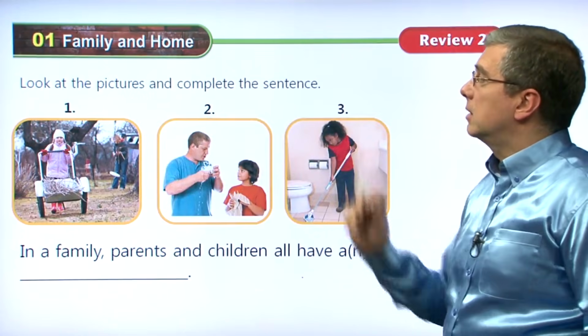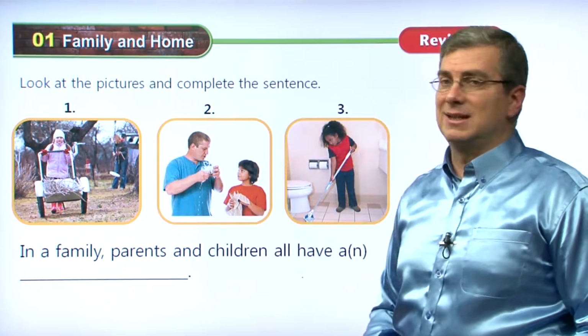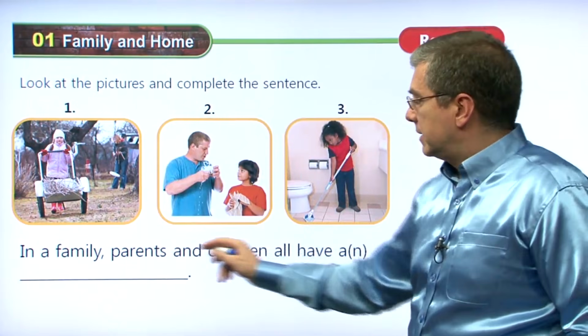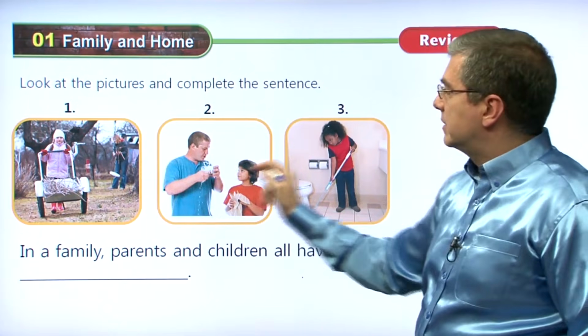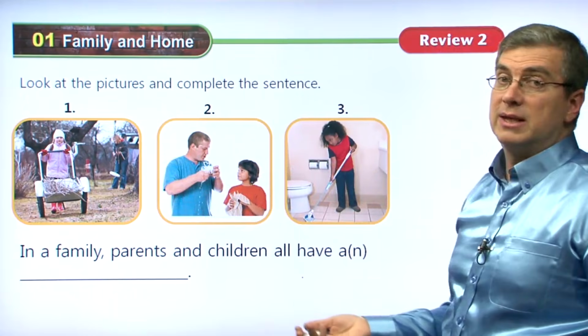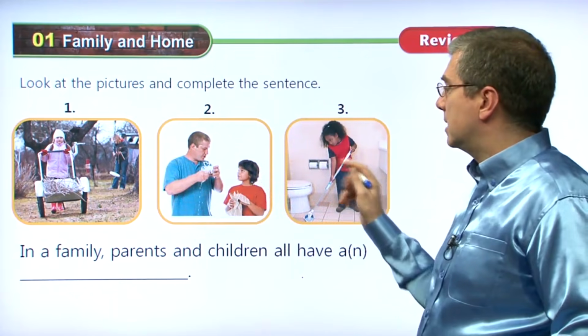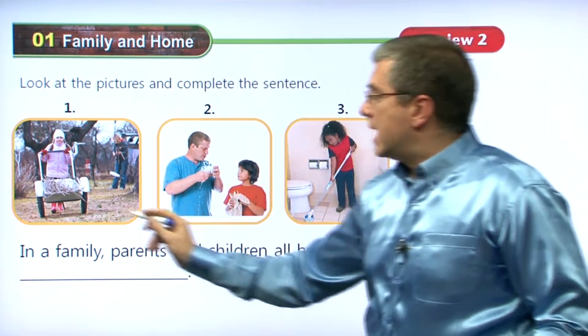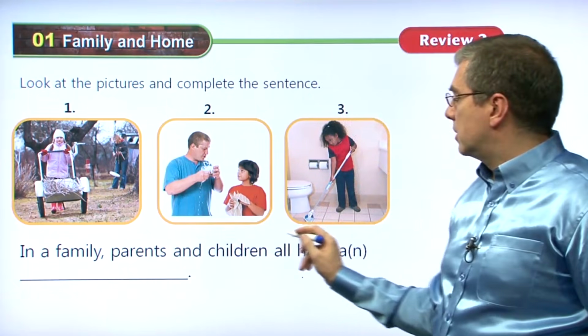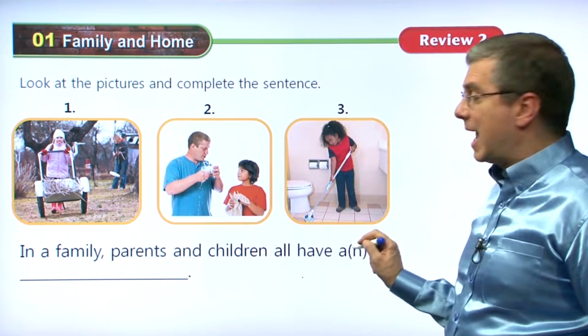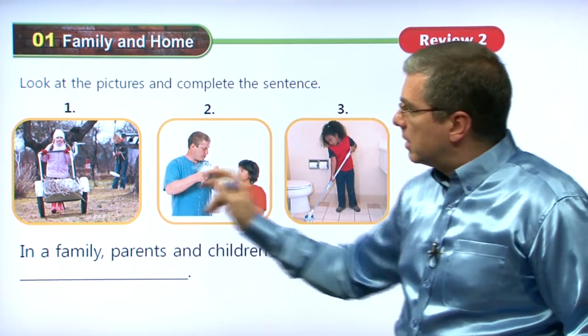Okay, let's take a look at the pictures and complete the sentence. This is a sentence down here. We have all these different pictures. How can we complete the sentence? By looking at the pictures. In a family, parents and children all have a or an. What do we fill in here?